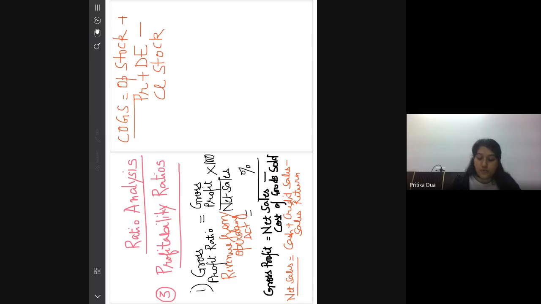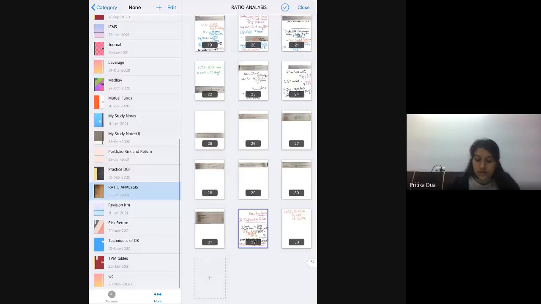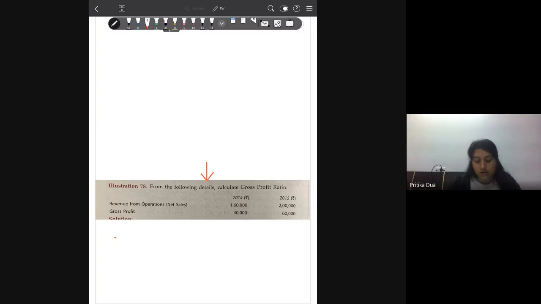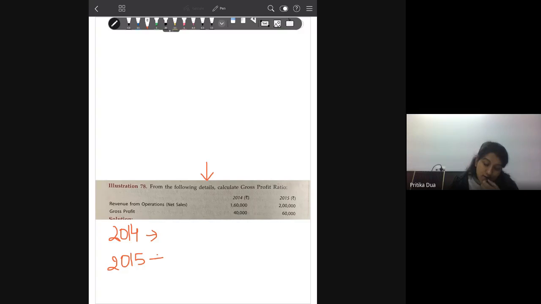Okay, let's move to some questions on the same. The first question is a direct question. Just have a look here. You are given gross profit. You need to calculate the gross profit ratio for 2014 and 2015. You are directly given both the values. Please solve. Tell me how much is the answer in percentage terms.